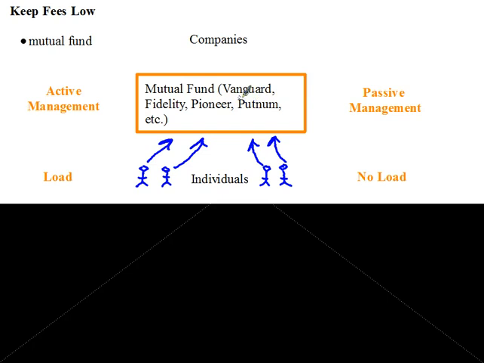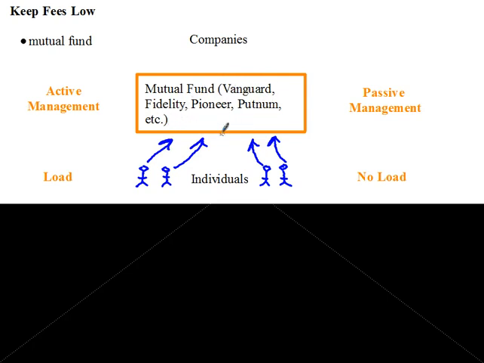There are a lot of big mutual fund companies, and you can get a list of them online. There's tons of them. Vanguard and Fidelity are two of the biggest. Pioneer and Putnam are some other ones. There are lots of different mutual fund companies, and each of these individuals could send their money to one of them.